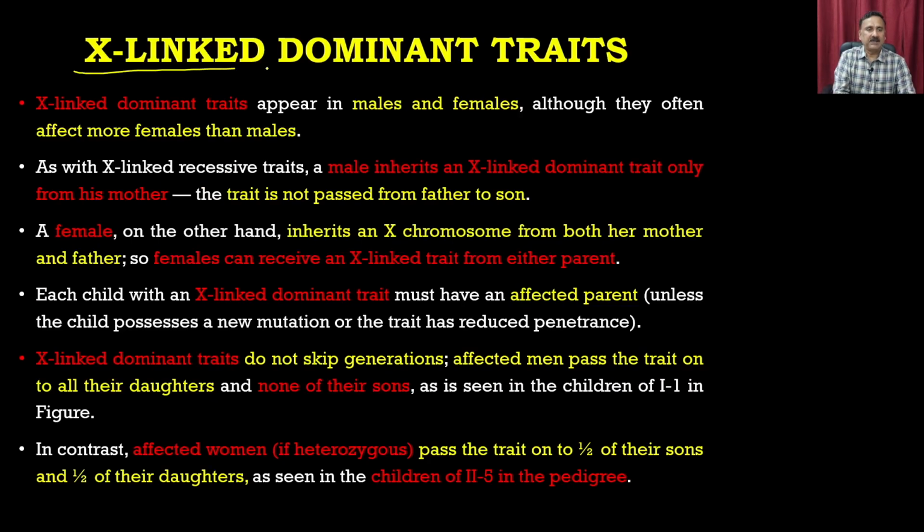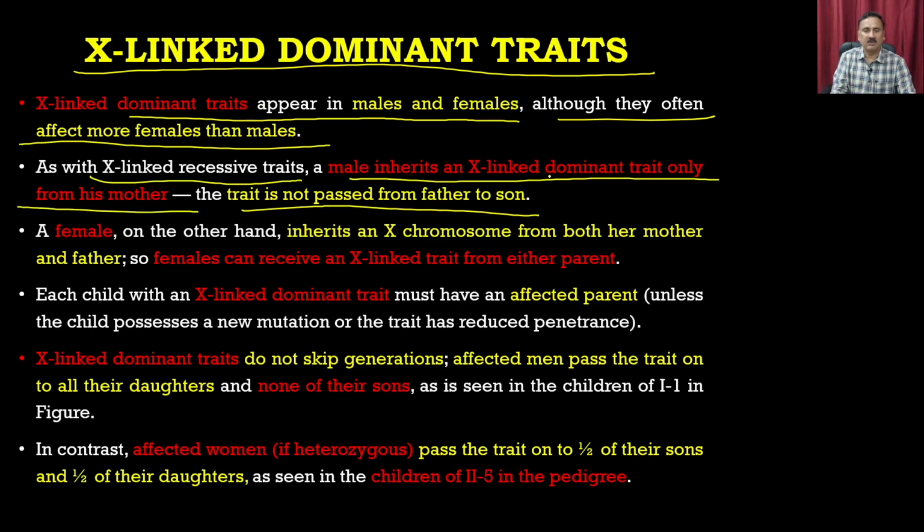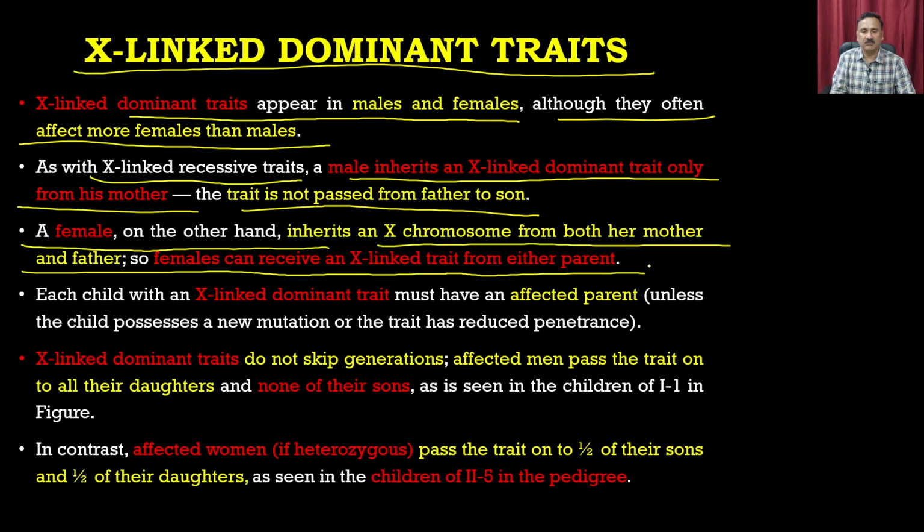Then we have X-linked dominant traits. X-linked dominant traits appear in both males and females, although they often affect more females than males. As with X-linked recessive traits, a male inherits an X-linked dominant trait only from his mother. The trait is not passed from father to son. A female, on the other hand, inherits an X chromosome from both her mother and her father, so she can receive X-linked traits from either parent. Each child with an X-linked dominant trait must have an affected parent, unless the child possesses a new mutation of the gene.